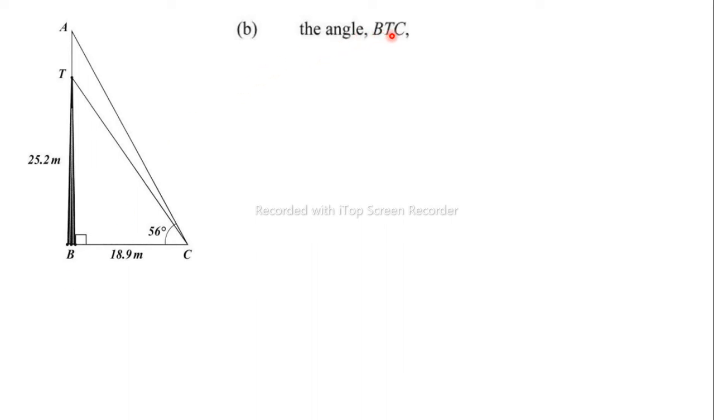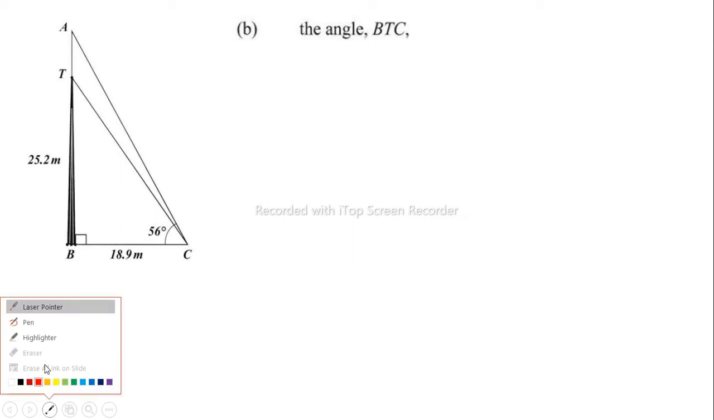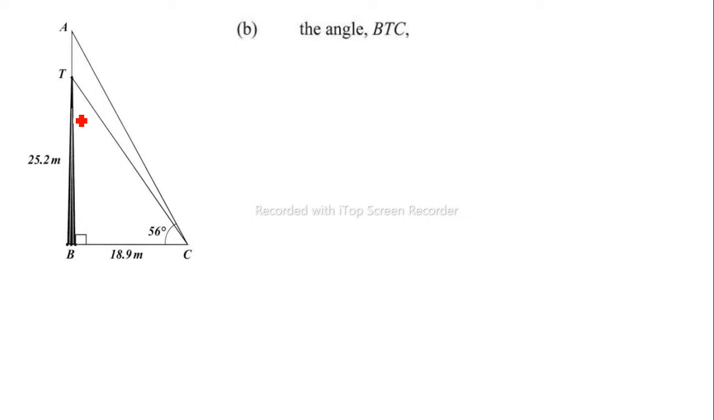And I say the angle BTC. Now when they say BTC, the three letters are used to indicate which triangle we are using, because there are two triangles. We have this triangle, the smaller one, and we have the bigger one. When they say BTC, they're telling us which triangle we're supposed to be looking at. Is that the bigger one or the smaller one? The smaller one. Okay, so BTC is the smaller one.